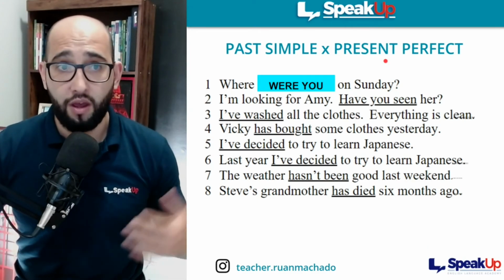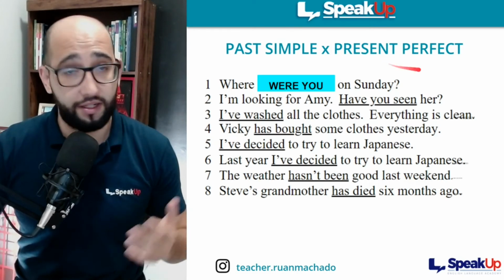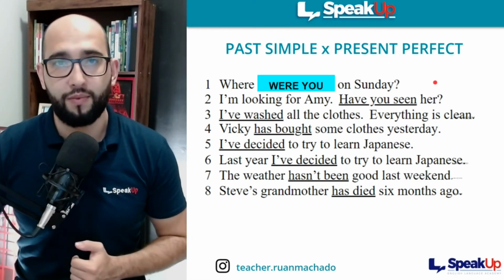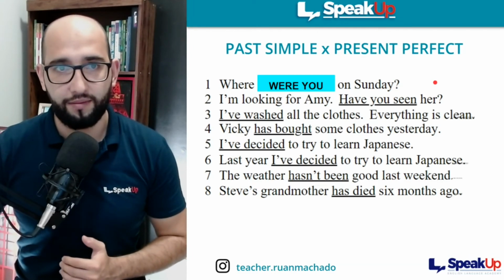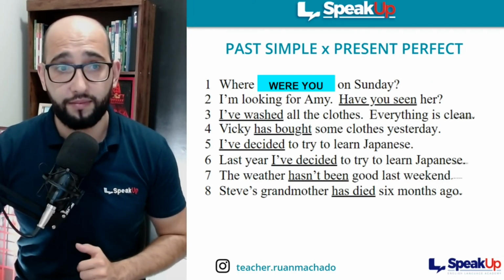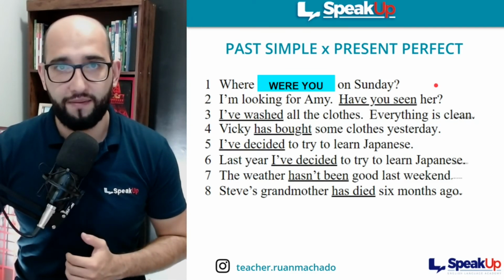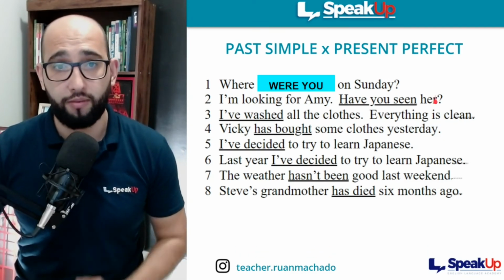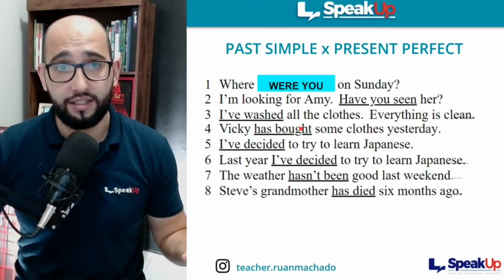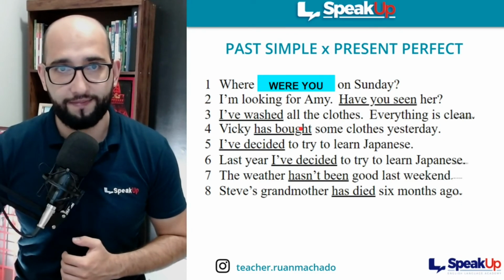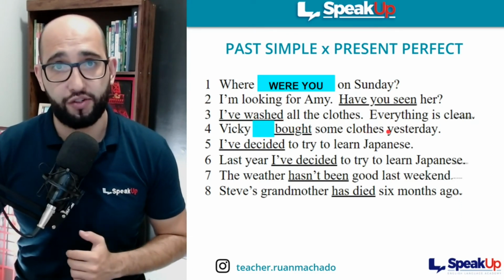Number 2, I'm looking for Amy. Have you seen her? It's perfect. Number 3, I've washed all the clothes. Everything's clean. No problem. Now, Vicky has bought some clothes yesterday. Here we have a little problem. I said when, so I can't use the present perfect. So, Vicky bought some clothes yesterday.